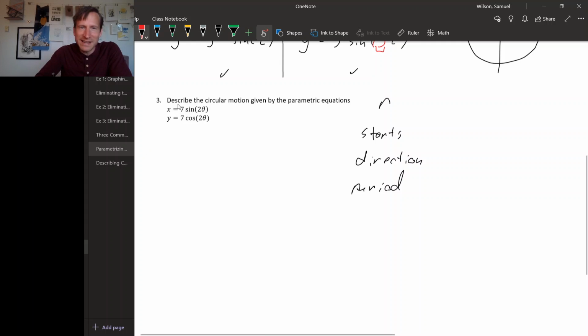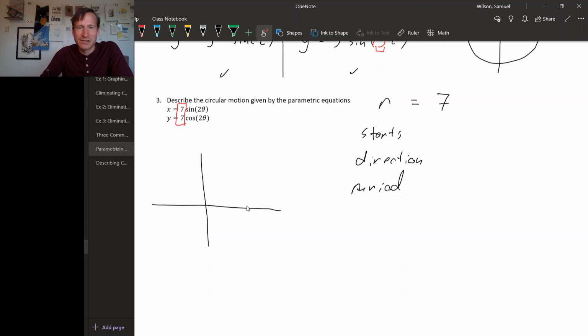Well, the radius, right? The radius is always just sitting in front of your sine and cosine. So the radius here is 7. To figure out where this starts, maybe we should just plug in t equals 0 and see what happens. So we have a circle with radius 7 here.